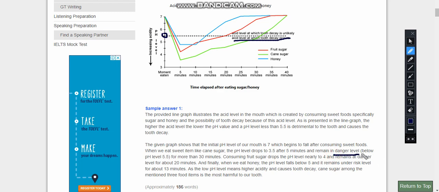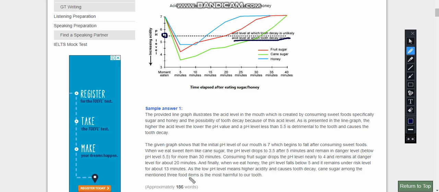So it also explains what danger level is: below pH level 5.5 for more than 30 minutes. Consuming fruit sugar drops the pH level nearly to 4 and remains at danger level for about 20 minutes. And finally, when we eat honey, the pH level falls below 5 and it remains under risk level for about 13 minutes. As the low pH level means higher acidity and causes tooth decay, cane sugar among the mentioned 3 food items is the most harmful to our tooth.